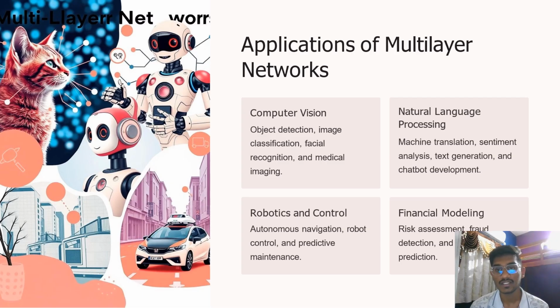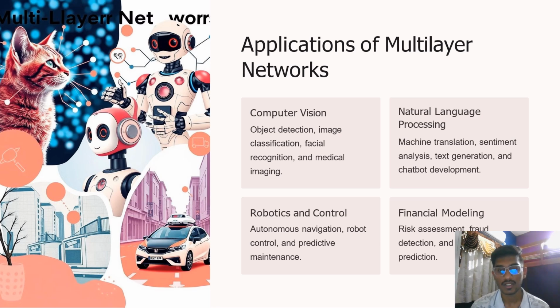Then in NLP, it is basically used in machine translation, sentiment analysis, text generation, and chatbot development. These are pretty simple things which we can understand by the names itself. Then we have robotics and controls: autonomous navigation, robot control, and predictive maintenance.